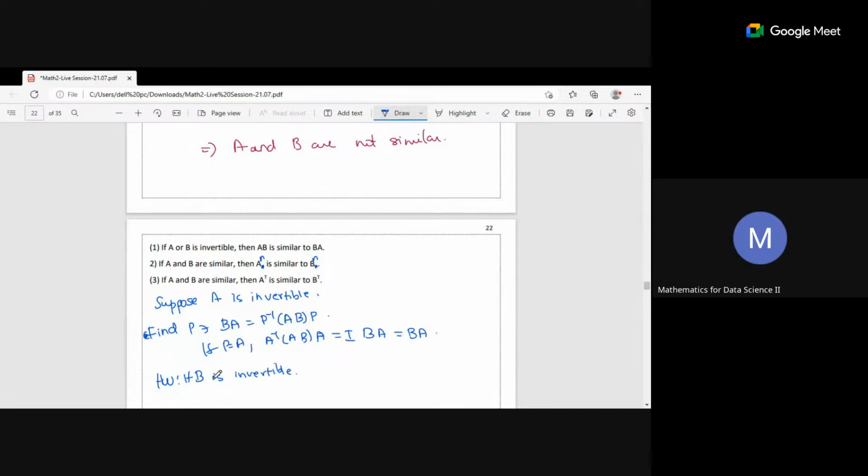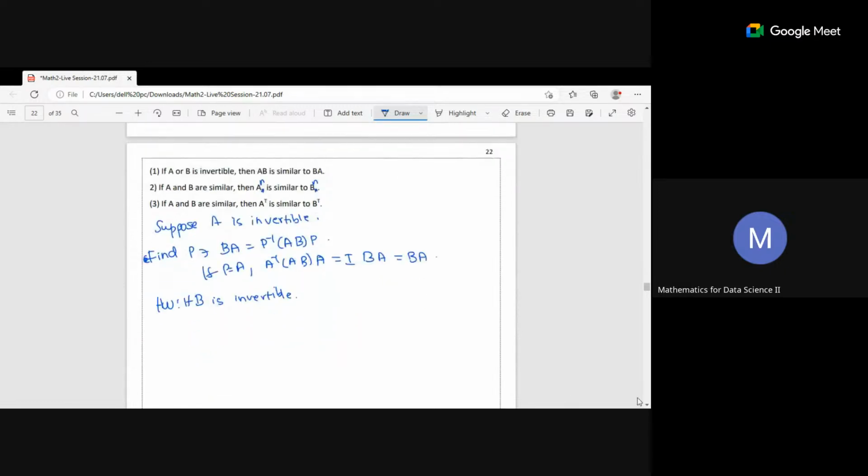Okay, prove that if B is invertible, then AB is similar to BA. See how you can use it. Okay, so this is the first part. Second part: if A and B are similar, then A power n is similar to B power n. How to do that? First of all, A and B are given to be similar.